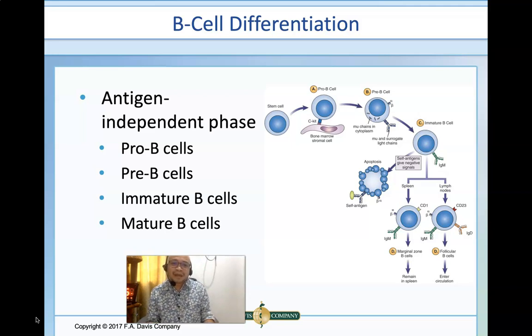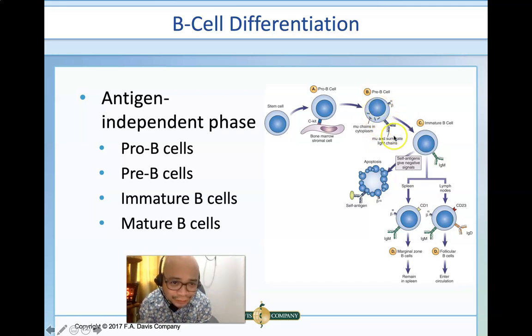Once the pro-B cell develops into the pre-B cell, one of the indicators that it is already a pre-B cell is the presence of the mu surrogate light chain. The presence of the surrogate light chain here is actually brought about by the accumulation of the mu chains in the cytoplasm. Once there is enough accumulation of mu chains, this will be expressed at the surface of the cell. That's the reason why we have the so-called mu and surrogate light chain.